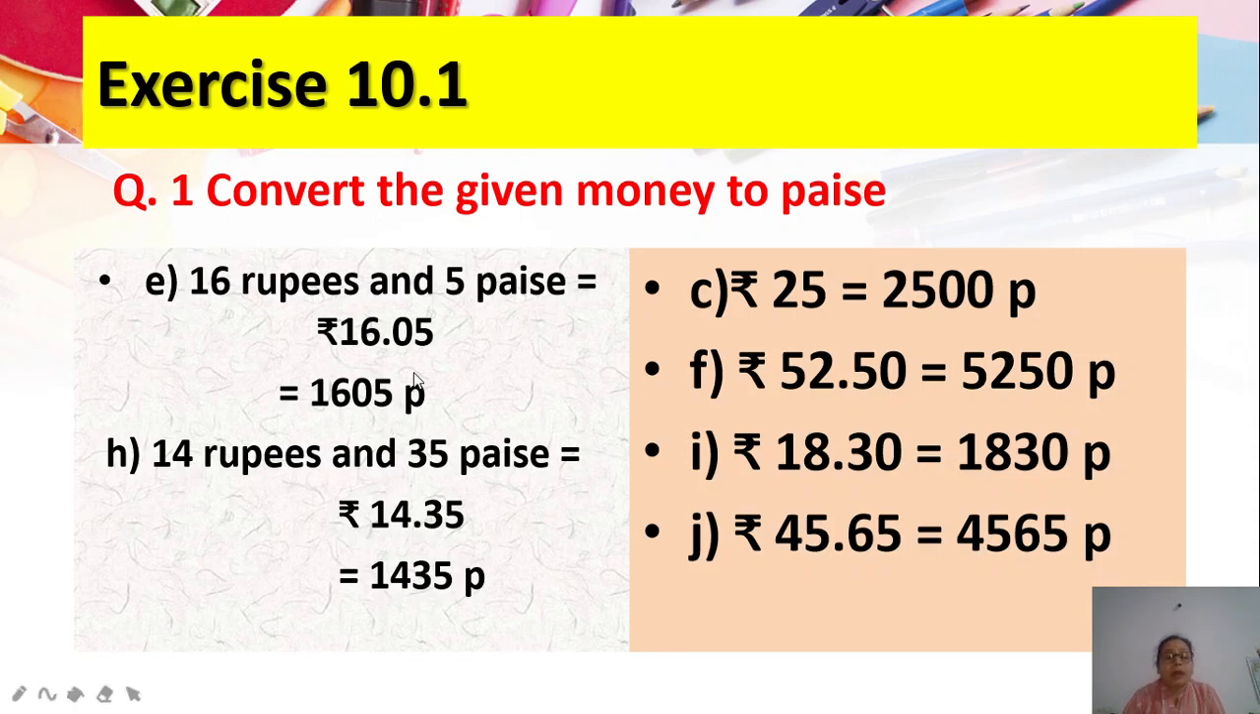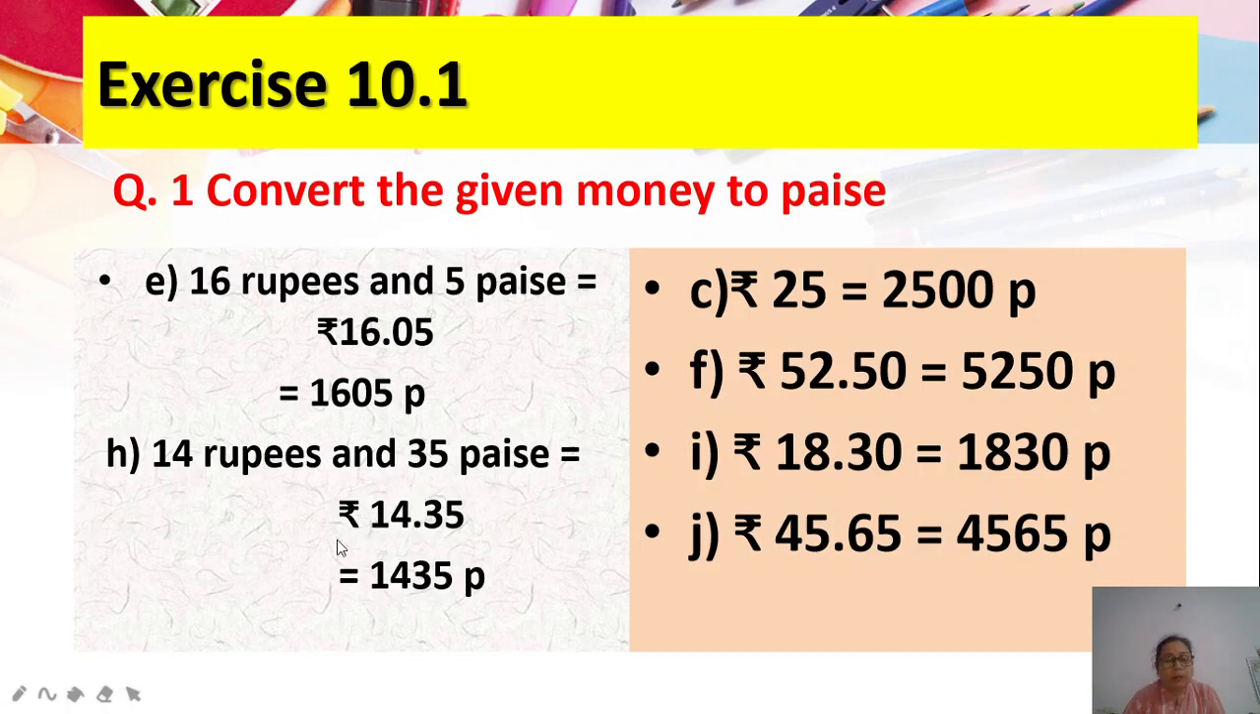Okay. And as per the rule, we know that to convert rupees to paise, we have to remove the symbol of rupees and remove the dot. Then we can easily get the paise. So here, if we remove the symbol and dot, we get 1605 paise.